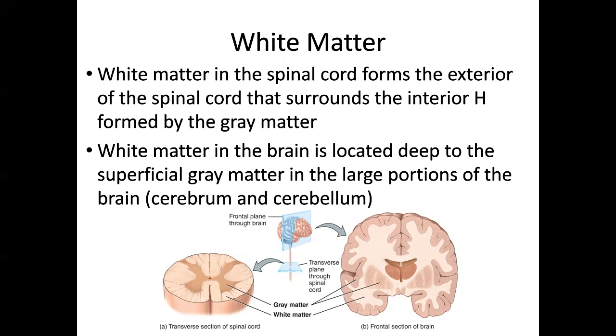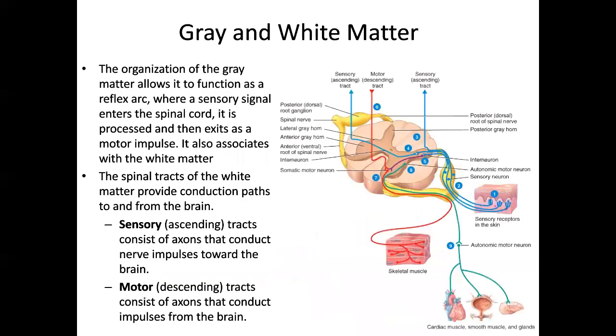Okay. So when we look at both the brain and the spinal cord, we can see that the white matter in the spinal cord is on the outside, whereas in the brain, it's on the inside. And it's the reverse for the gray matter. It's on the inside, forming that capital H in our spinal cord. And then it's the very thin outer part on our brain. And we already talked about that in our previous lecture.